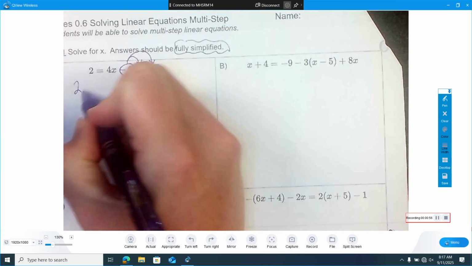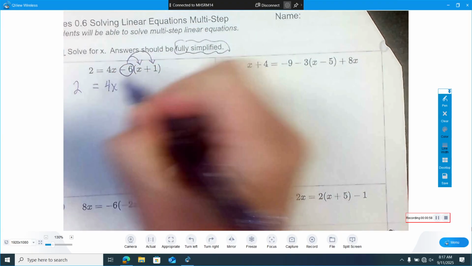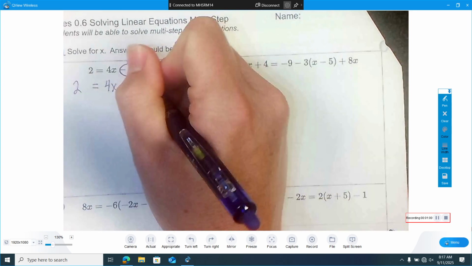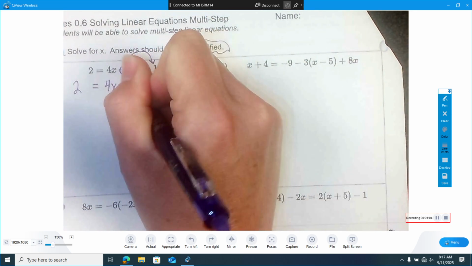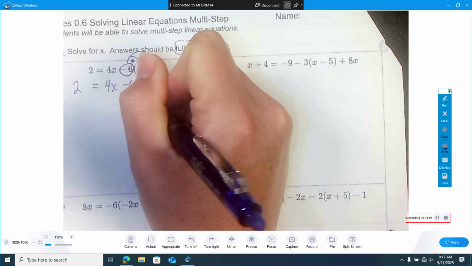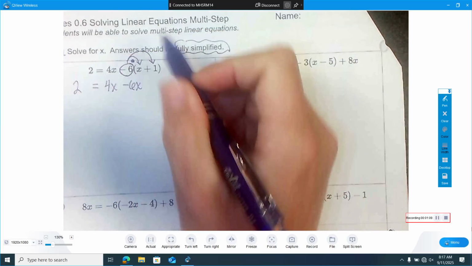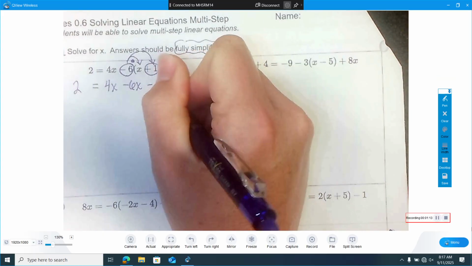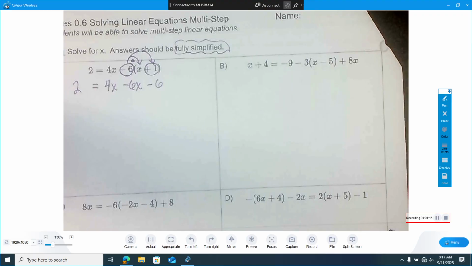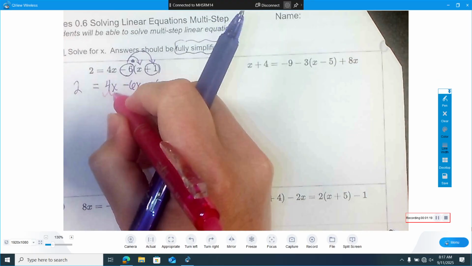I'm going to rewrite my 2 is equal to, so 4x is just hanging out for a minute. -6 times x is? -6x, there you go. And then -6 times +1 is? -6, good. So distribute, then what do we need to do? Combine like terms. Good, combine like terms.